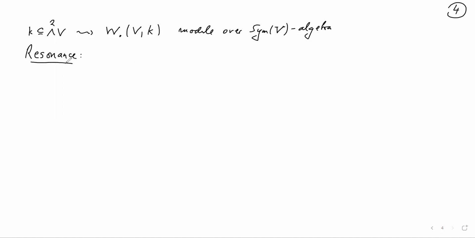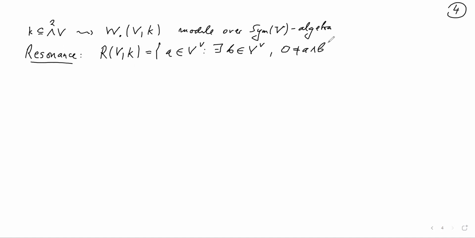And the resonance is something simpler than the causal module. So K is a subspace in wedge 2 V dual, and I define the resonance of this pair as simply the space of those elements A in V dual with the property that there exists a B in V dual, not proportional to A, so A wedge B is not zero, and I ask that this lie in K perp. So this is a tensor of rank 2 in K perp.